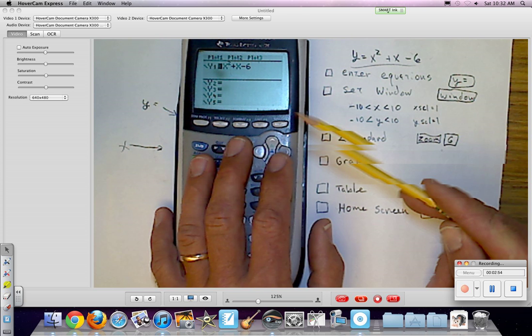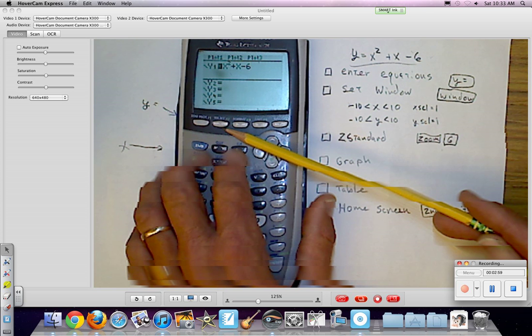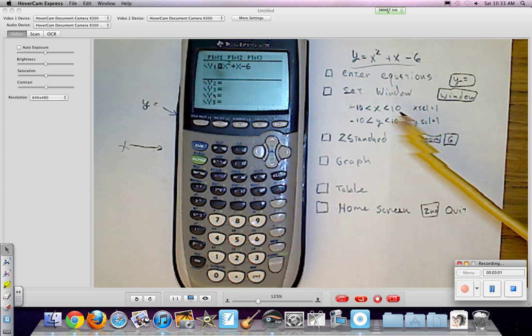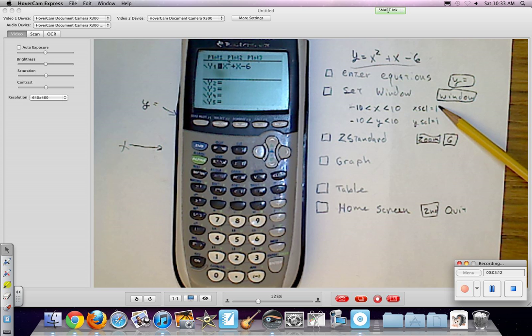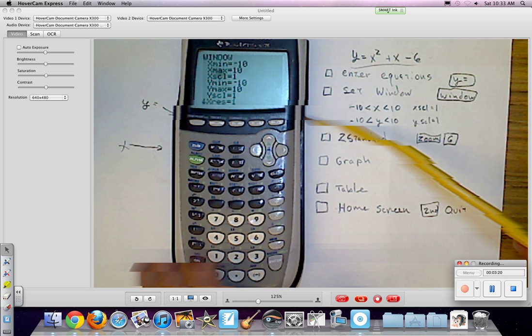All right, so now work left to right. We did y equals, which is where you enter the equation. Now you're going to go to the window, and we're going to set the window so that for the values of x, it goes from negative 10 to 10, and from negative 10 to 10 in y. The x scale is going to be 1, and the y scale is going to be 1. So let's go into window.